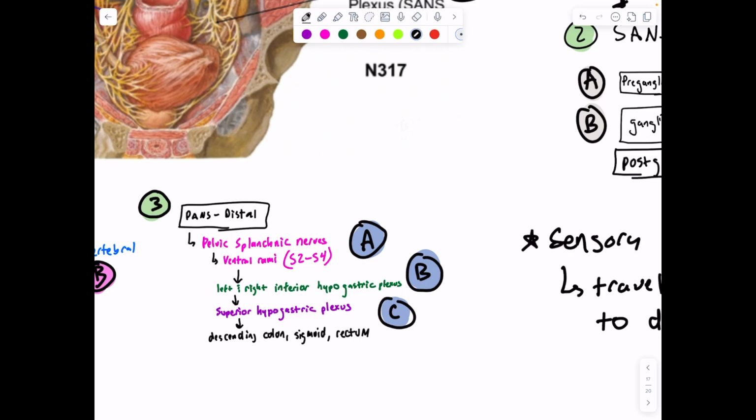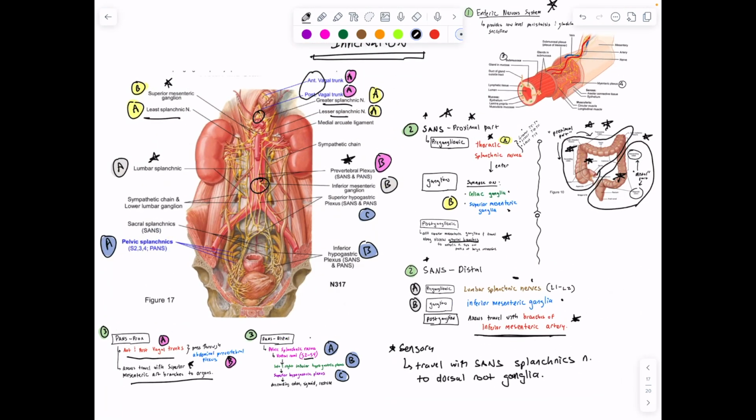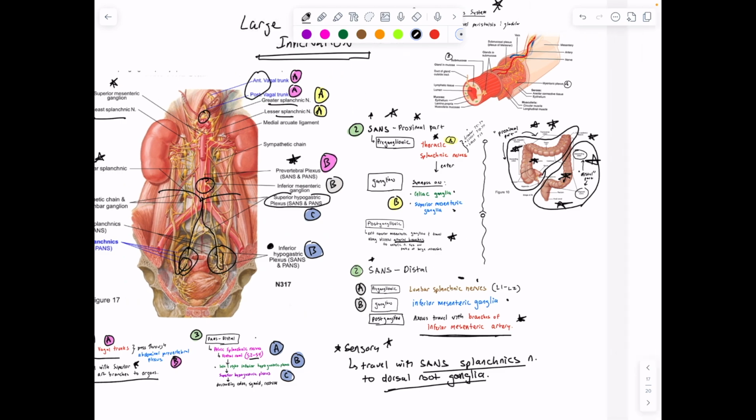And then distally, you have the pelvic splanchnic nerves, which are located in the ventral rami. The bodies are from the ventral rami S2 to S4, and then their axons are going to pass through the left and right inferior hypogastric plexus, which we can see here and here. And you see that we have these splanchnics here, so they're passing through this region, and then passing through the superior hypogastric plexus, and then going to the distal part of our large intestines overall. All right, and then sensory innervation is traveling with the splanchnic nerves from the sympathetic nervous system to dorsal root ganglia. Okay, we're just about done.